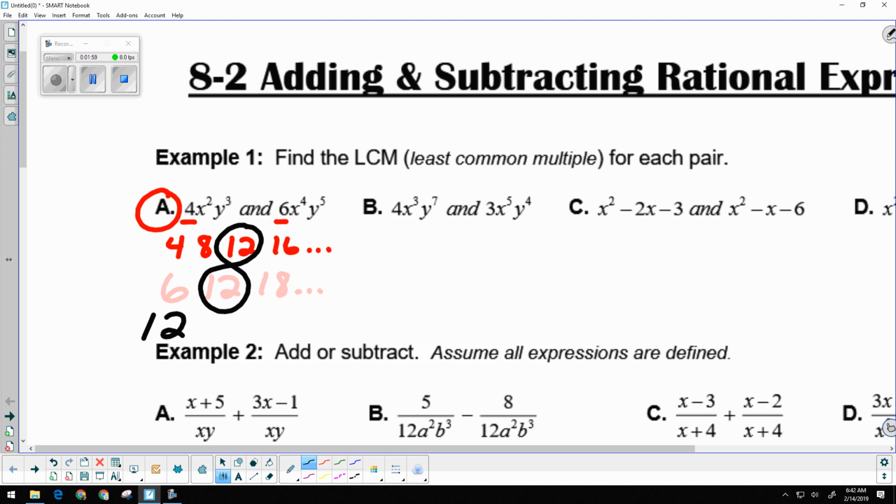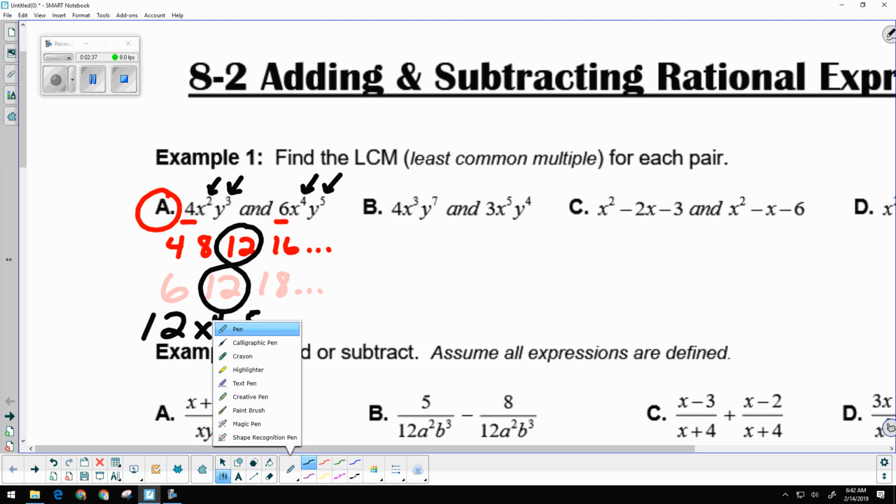Now, in terms of the variables, whether it's shared or not, it will be part of your LCM. In this case, both the x and the y are shared. Since they are shared, you take the variable with the biggest exponent. So with the x's, I've got an x squared and an x to the fourth. The biggest exponent becomes part of my LCM. My y to the third and y to the fifth, because it is the bigger exponent, becomes part of my LCM. And then what you have is this entire expression here, 12x to the fourth y to the fifth, as your least common multiple.